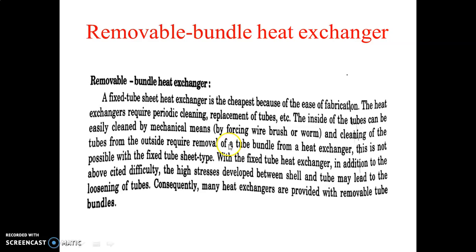And why are we taking the tubes outside? For cleaning by brush or forcing wire into the tubes. By doing this we can clean the tubes, and also we can check whether the tubes have any leakage. Sometimes due to heating, stresses are developed in the shell and tube, and this loosens the tubes from the tube sheet. So for that purpose a removable tube bundle is provided in some heat exchangers.